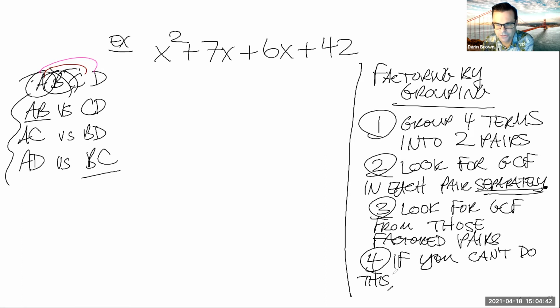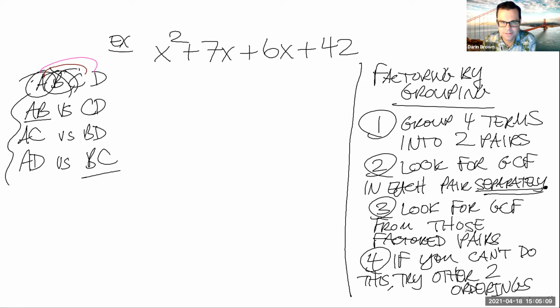So if you can't do this, try the other 2 orderings. So try to reorder the pairs. And what will happen is 99% of the time with these factoring by grouping, 2 of them work and 1 of them doesn't. So really, if it doesn't work, you could just try either one of the other 2, and that will work.